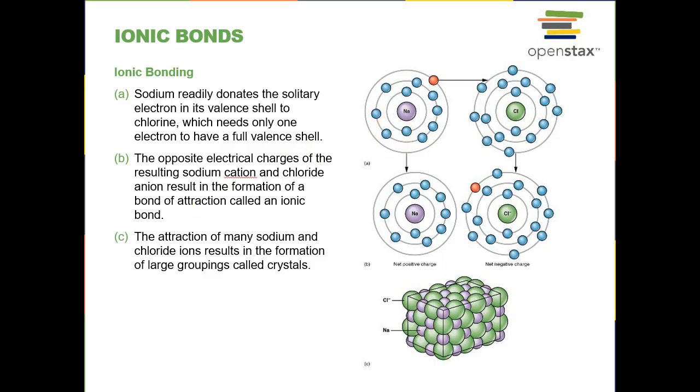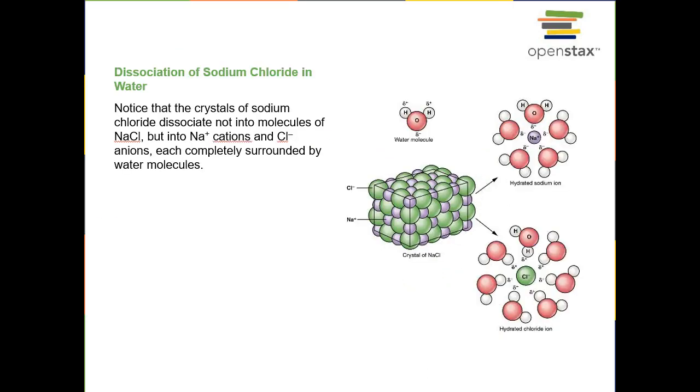So those are ionic bonds, the attractive forces between oppositely charged ions. Now, we said earlier that ionic bonds are not as strong as covalent bonds. And this is going to then lead to our hydrogen bond.